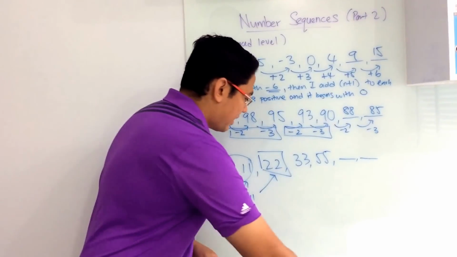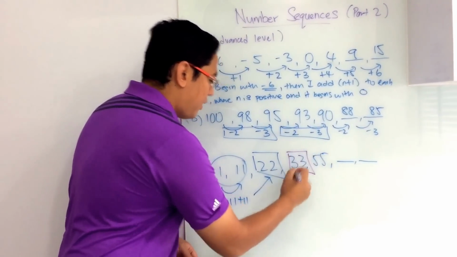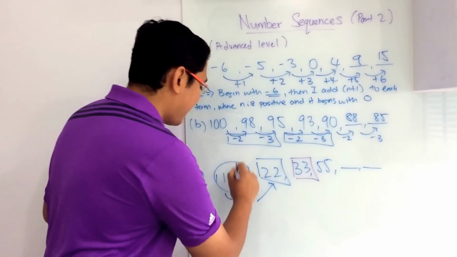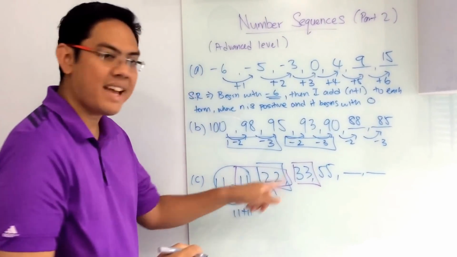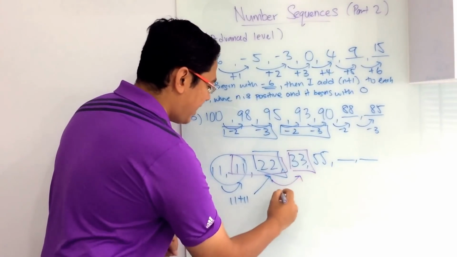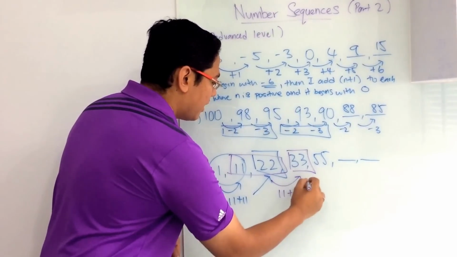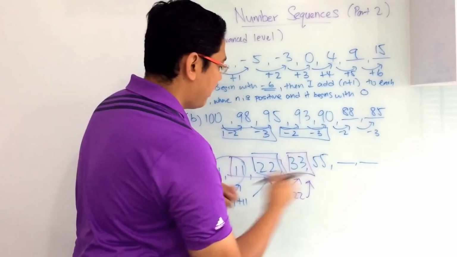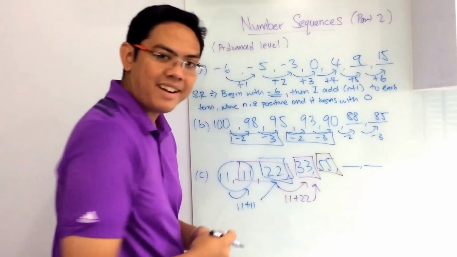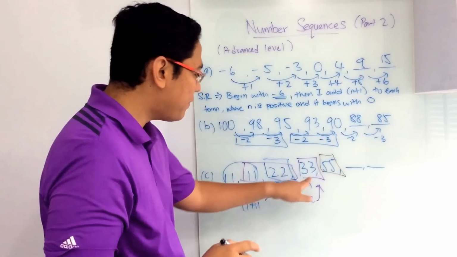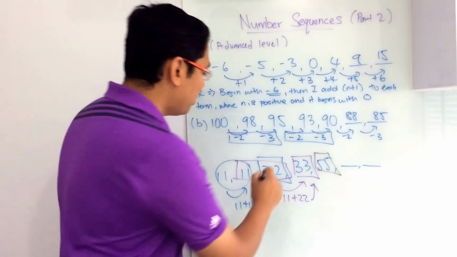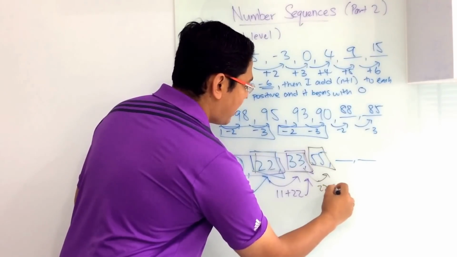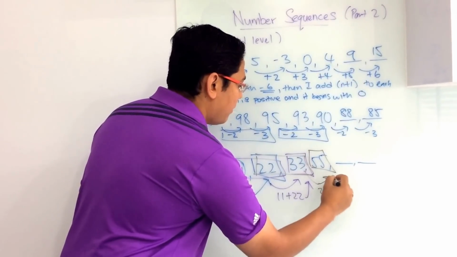Let's check again. Look at the fourth term. How do I get the fourth term? It's an addition of second and third term. Am I right? 11 plus 22 give me 33. Take a look at 55. Right? 55 is the addition of 33 and 22. Okay? In this case, 22 plus 33 give you 55.